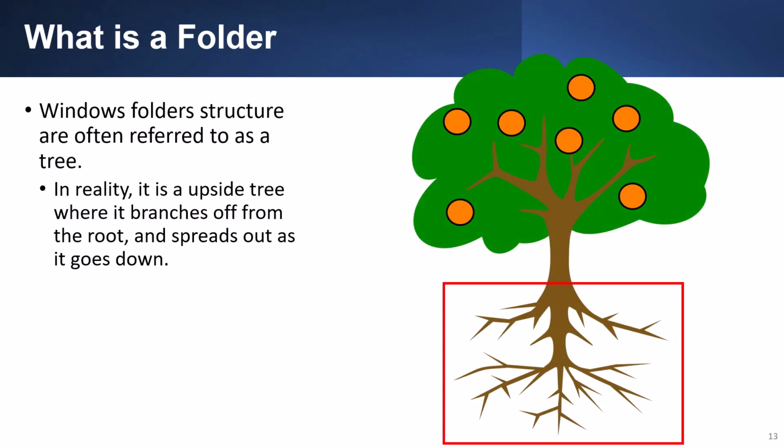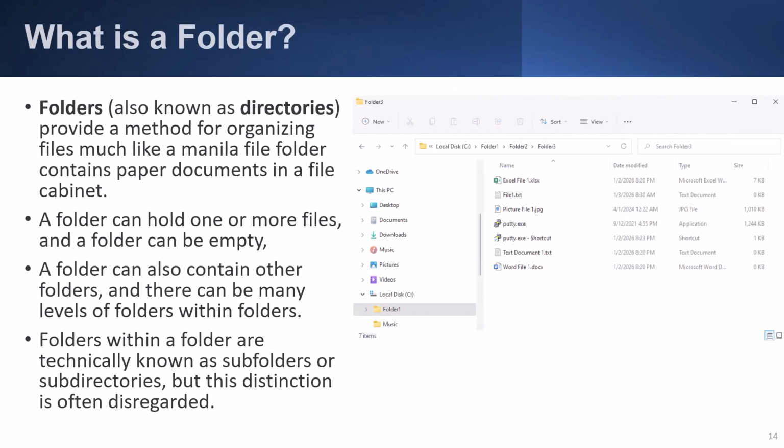Windows folder structures are often referred to as a tree. In reality, it's an upside-down tree where it branches off from the root and spreads out as it goes down. Folders, also known as directories, provide a method for organizing files much like a manila file folder containing paper documents in a file cabinet. A folder can hold one or more files, and a folder can be empty. A folder can also contain other folders, and there may be many levels of folders within folders. Folders within a folder are technically known as subfolders or subdirectories, but this distinction is often disregarded.